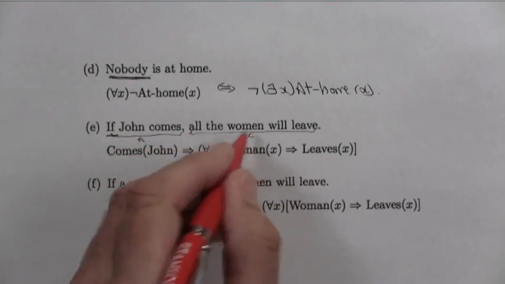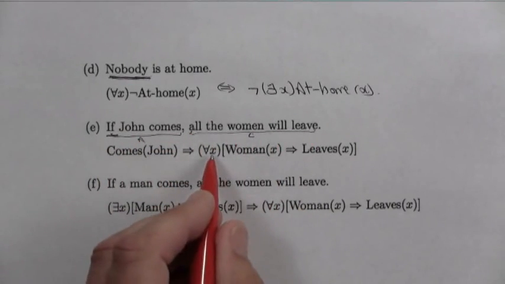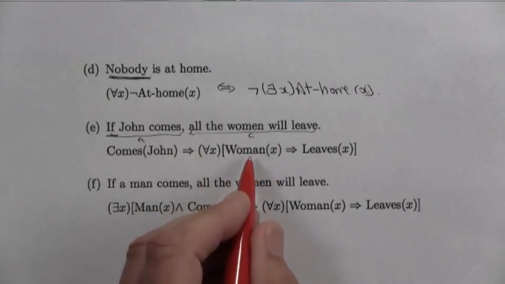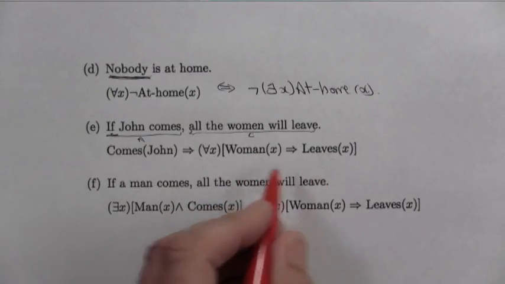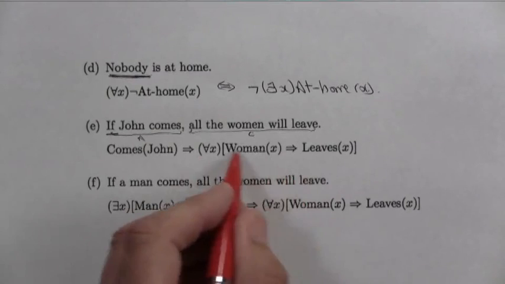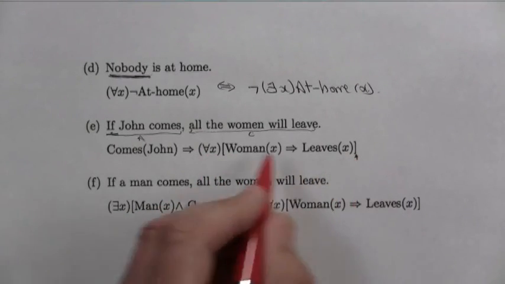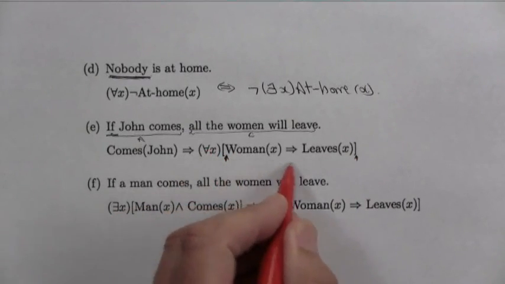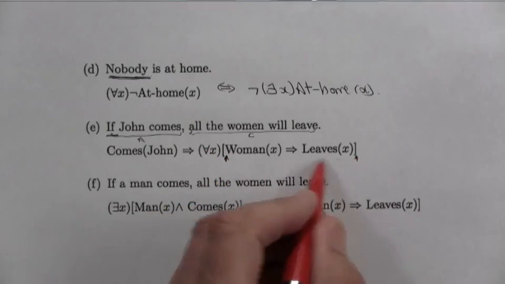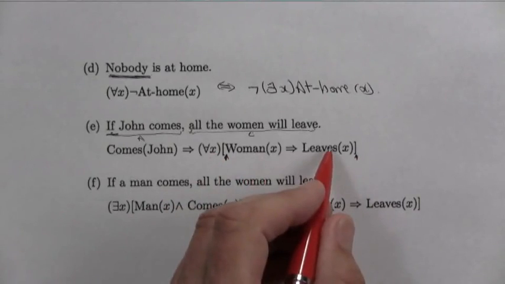And then we've got a consequence. So John comes, then it's the case that all the women will leave. For any x, and our variable x ranges over people, so we have to say for every x, if x is a woman, then x leaves. So that's our way of saying all women leave. For all x, if x is a woman, and I've put brackets here because I want to make sure that the universal quantifier applies to this. It's the same x, that if x is a woman, then x leaves.